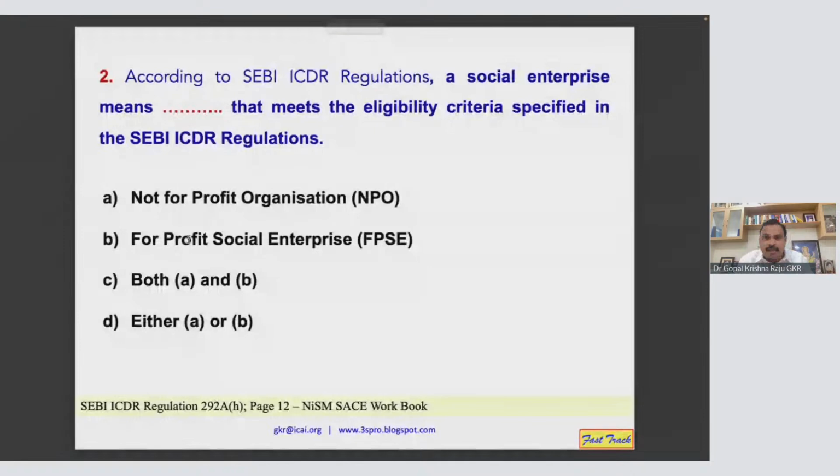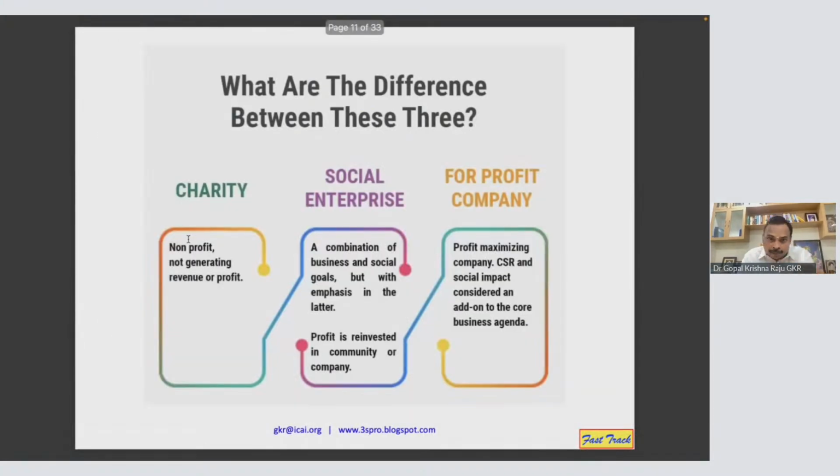So we were discussing the social enterprise. Now, what is this social enterprise? I was making a comparison here. You can either be a charitable institution, a profit company, or a combo of both. You can be a pure charity, doing charity, so you are also a social enterprise.